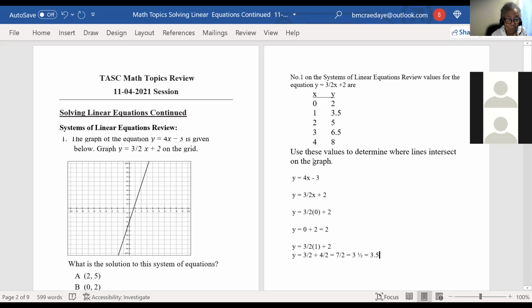And when you get to 2, you'd have 3/2 times 2, which is 6/2, which is 3, and 3 plus 2 is 5.